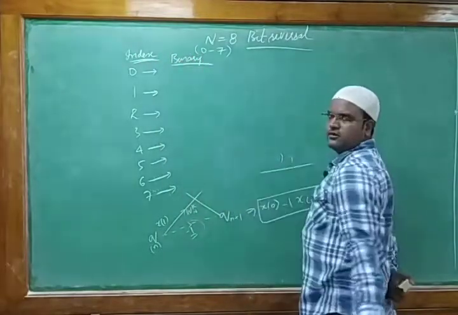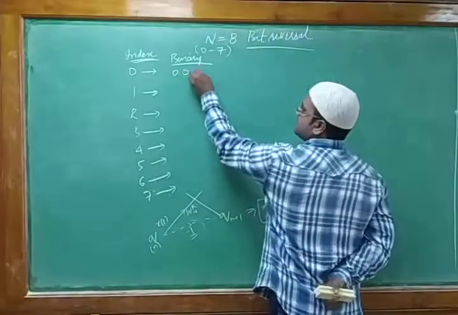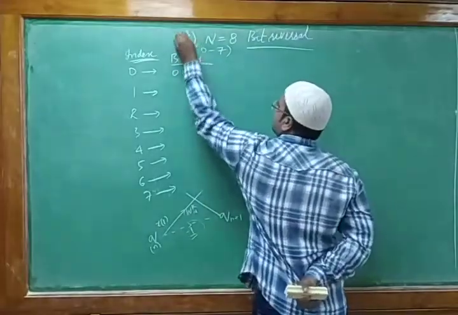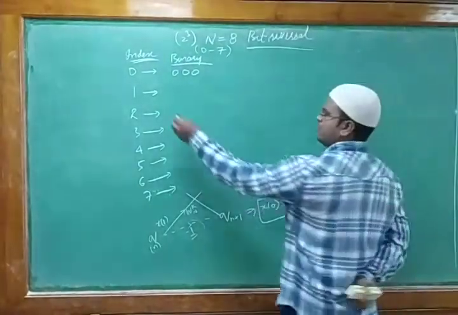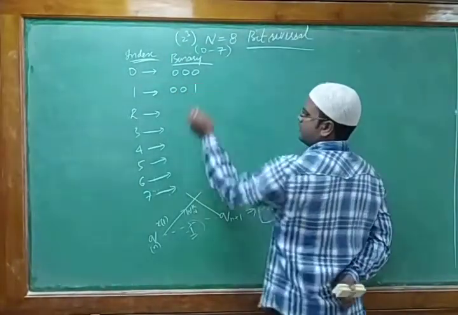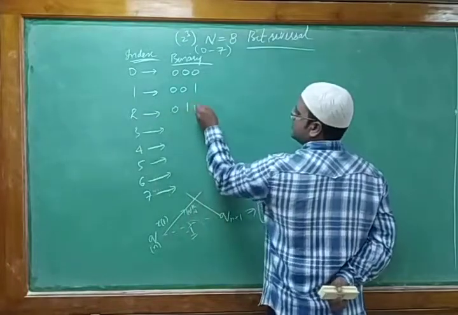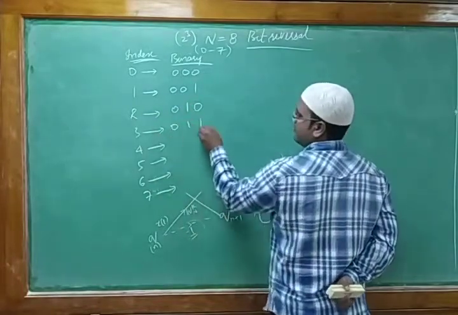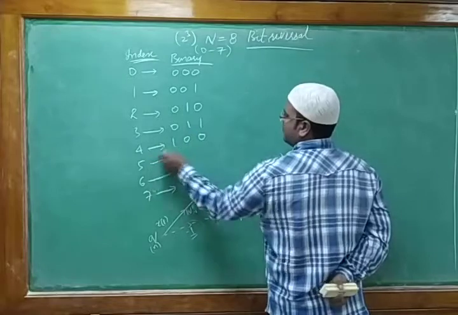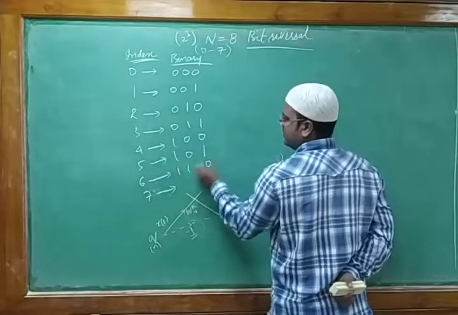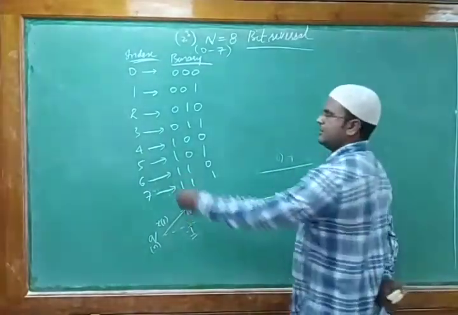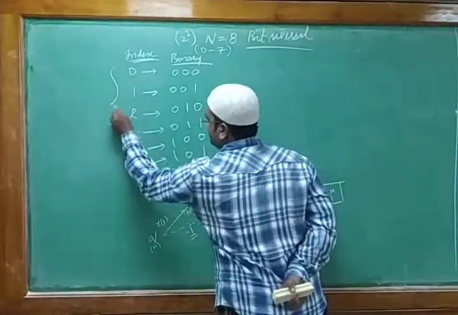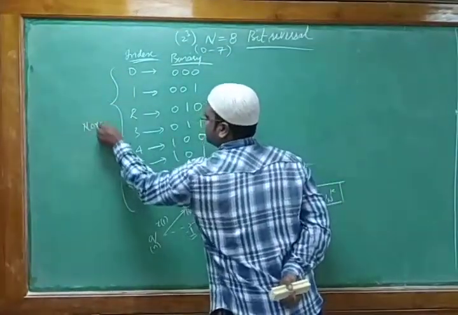How do we write 0? We will write 0, 0, 0, since it is 2 power 3, so 3 inputs we have, so it is written with 3 digits. Similarly, 1 is 0, 0, 1. 2 would be 0, 1, 0. 3 will be 0, 1, 1. 4 would be 1, 0, 0. 5 is 1, 0, 1. 6 is 1, 1, 0. 7 is 1, 1, 1. This is in normal order, right? We are saying these are all in normal order. So this is the normal order sequence.